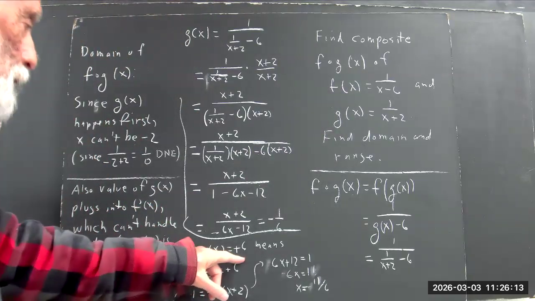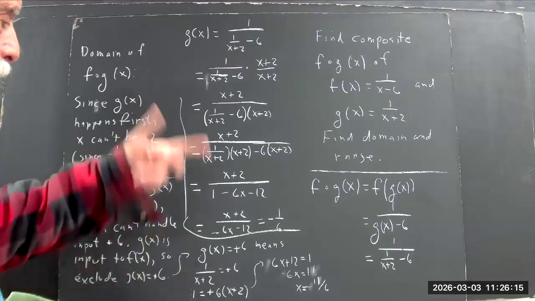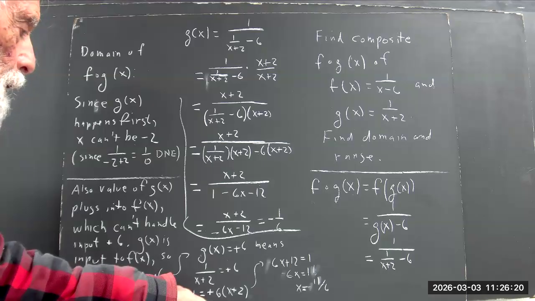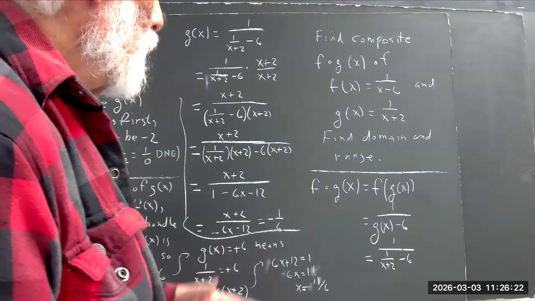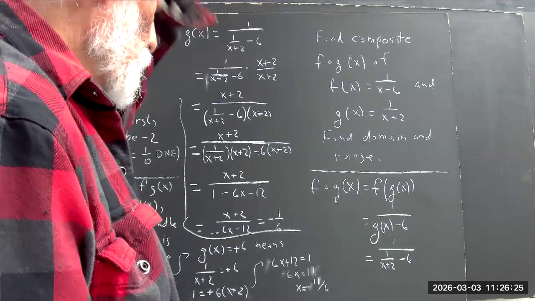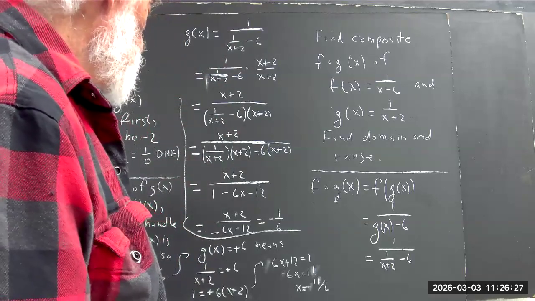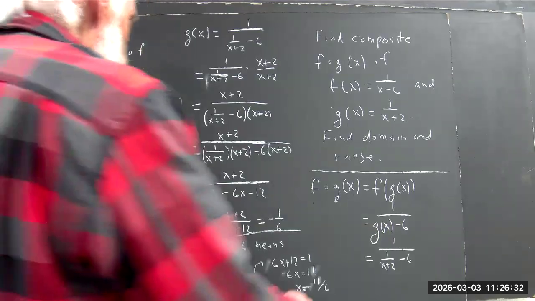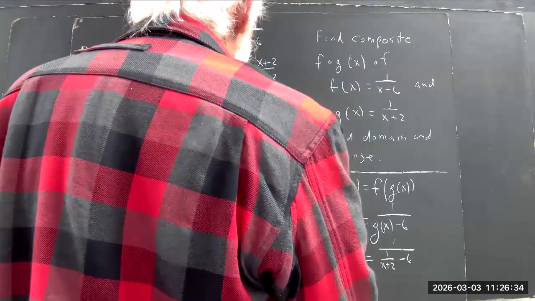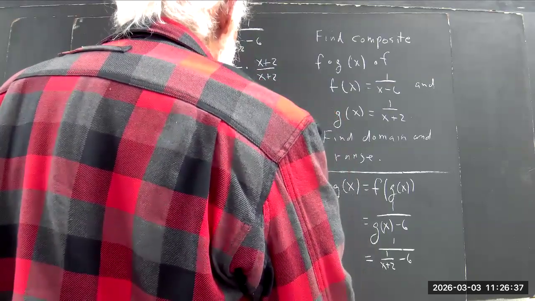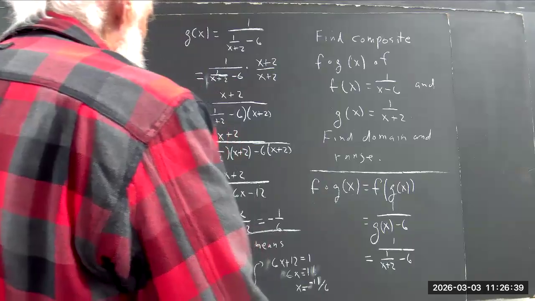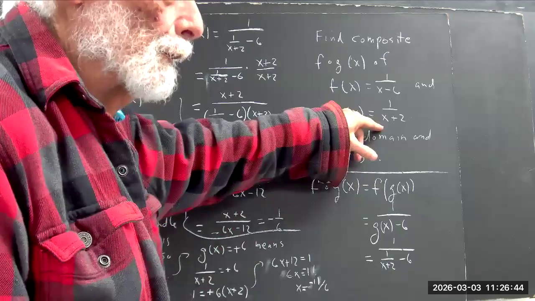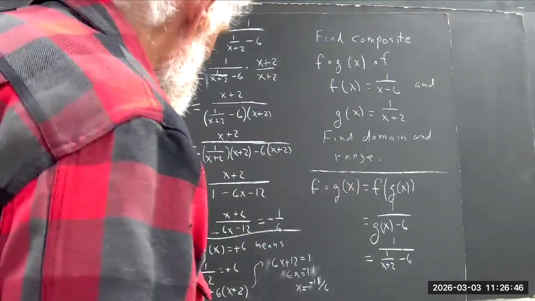If g of x equals 6, then g of x is 1 over x plus 2. That equals 6. Multiply both sides by x plus 2 and rearrange. And I think you find that x equals 11 over 6. Yeah, but it's negative 11 over 6, sorry. So if x is negative 11 over 6, g of x is going to give you 6, which won't go into f of x.